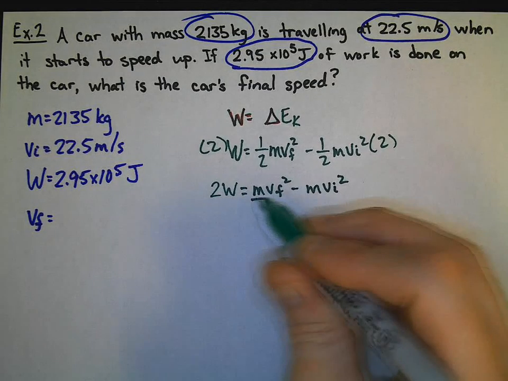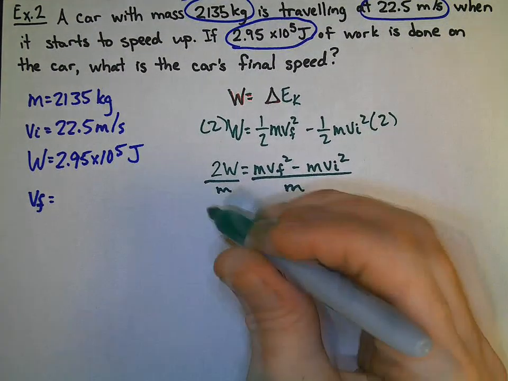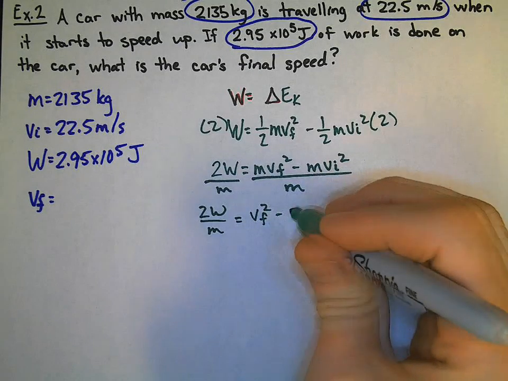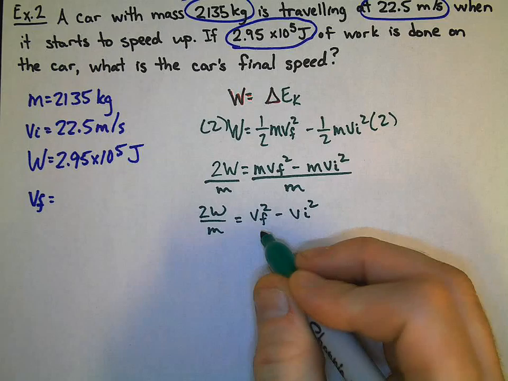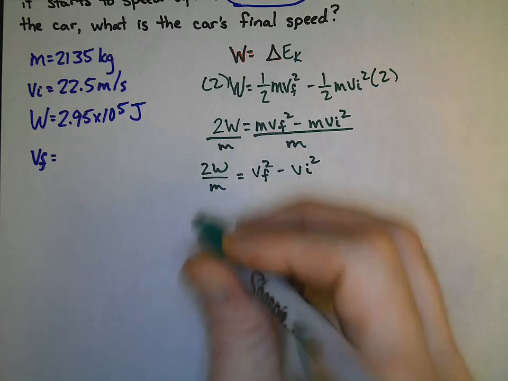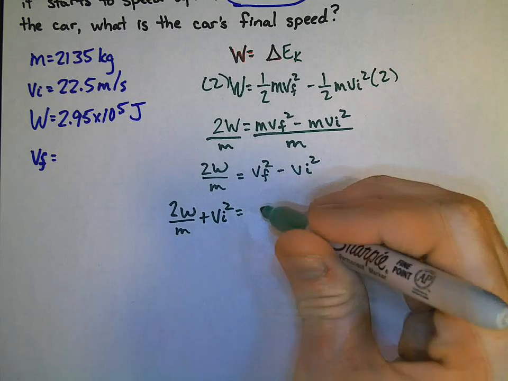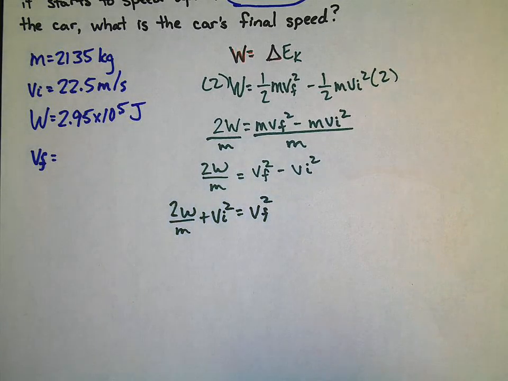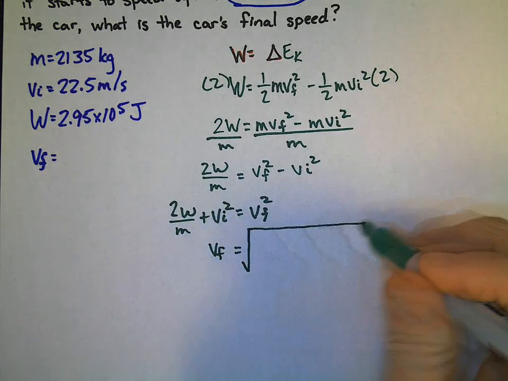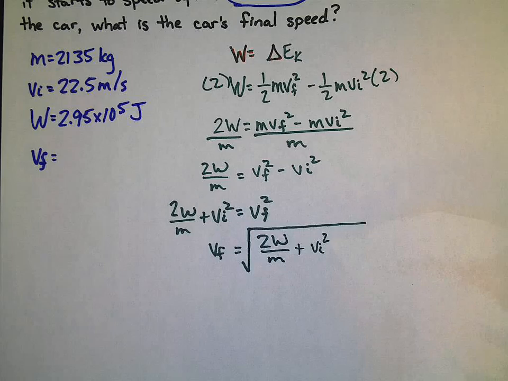And let's divide both sides of the equal sign now by m. So we have that 2w over m is equal to vf squared minus vi squared. Remembering we want to solve for vf, our final speed, therefore, bringing vi squared over to the other side, we would have 2w over m plus vi squared is vf squared. Therefore, we can solve for my final speed by taking the square root of 2w over m plus vi squared.